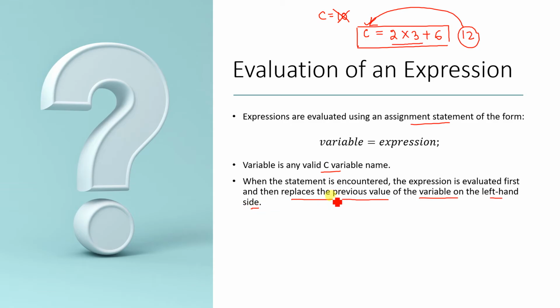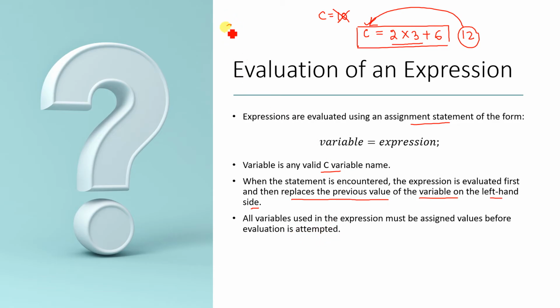Okay. Next point that I want to discuss here is all variables used in the expression must be assigned a value before evaluation is attempted. For an example, suppose you have chosen an expression something like this, C is equal to A plus B. Now, when the compiler encounters this line, it wants to execute this expression part, that is A plus B. Then without knowing the value of A and B, how could it be executed? So that's why it is mandatory that you assign some value before this line is encountered by your compiler. That is the thing that I have written over here.